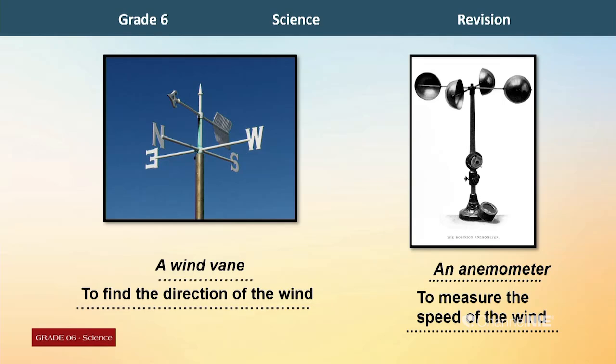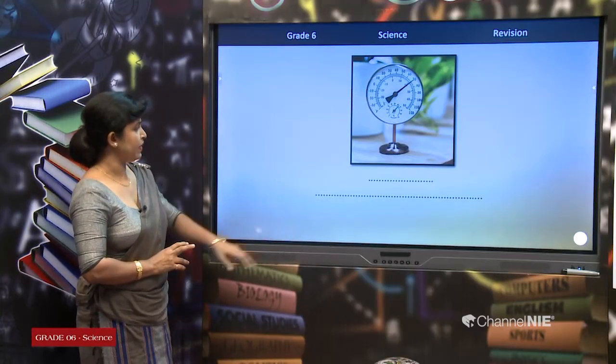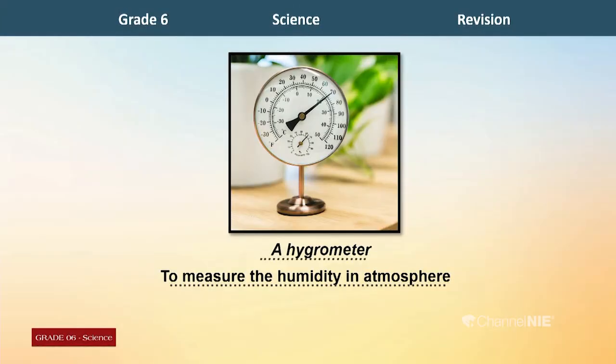Then anemometer is used to measure the speed of the wind. Last one. This is a hygrometer. It is used to measure the humidity in the atmosphere. Humidity is the amount of water vapor contained in the atmosphere that is measured by using the hygrometer.